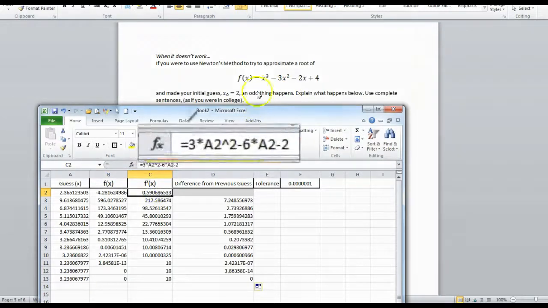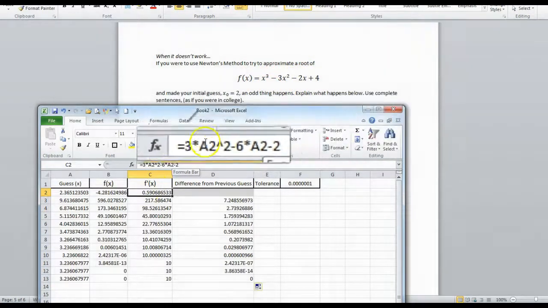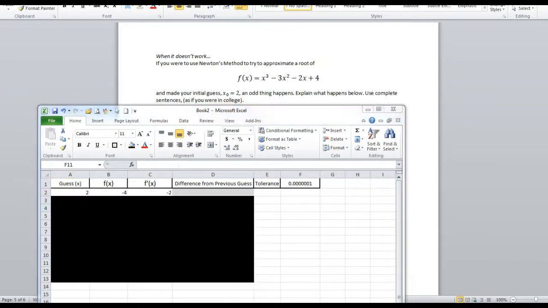Alright, and then the derivative of that's going to be 3x squared minus 6x minus 2, right? That's a polynomial, so just the power rule. So that's what I've got there. And again, everywhere there's an x, I'm just clicking that x cell. Okay, now I'm going to make the original guess 2. So after I made it 2, all this changed and updated.